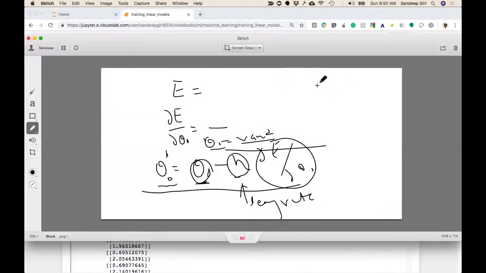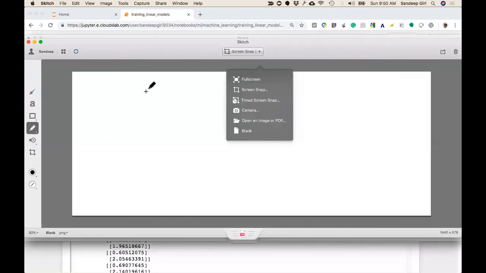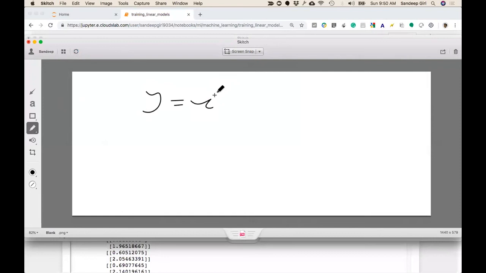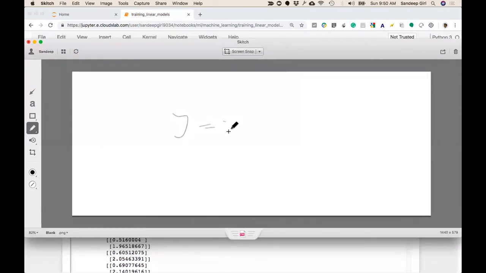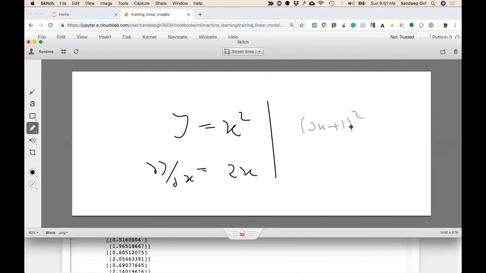Those who are wondering, let's say y is x square. Let me try drawing it again in a better way. Let's say y equals x square. So what is dy by dx? 2x, right? And what about 3x plus 1, whole square? It's going to be 2 times (3x plus 1) into 3. This is called the chain rule.